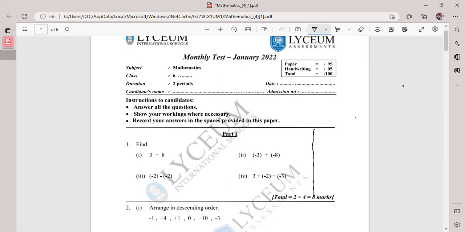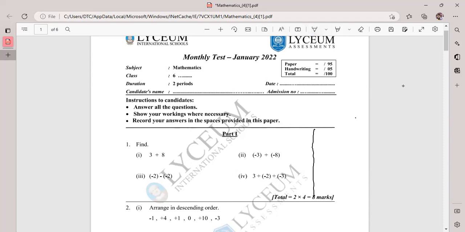You can keep the ruler and nicely segregate whatever workings you have. If you don't have enough space with the question, you can do your workings in the working column and transfer your answer, right? Then we will look at the paper.